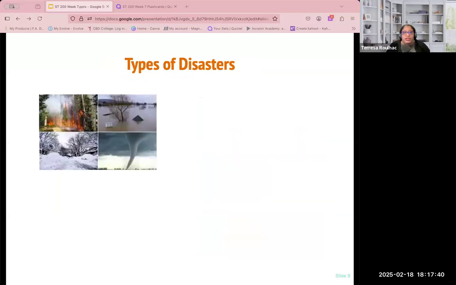Now, we talk about natural disasters. These are events caused by natural forces: hurricanes, tornadoes, earthquakes, floods, extreme temperatures. Natural disasters are still considered complex, especially in overcrowded areas where evacuations and medical responses become more difficult.